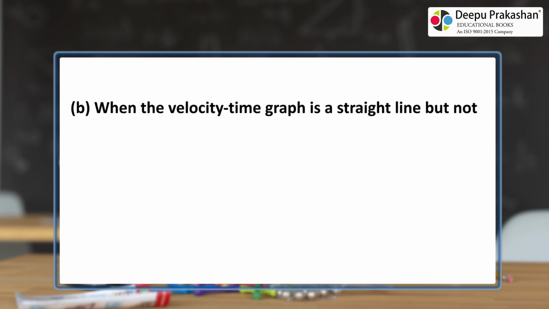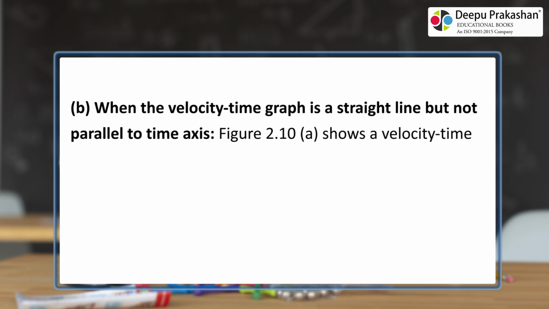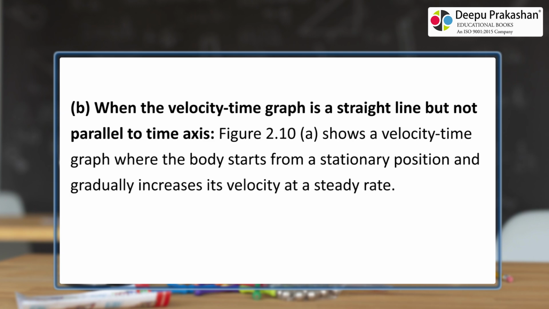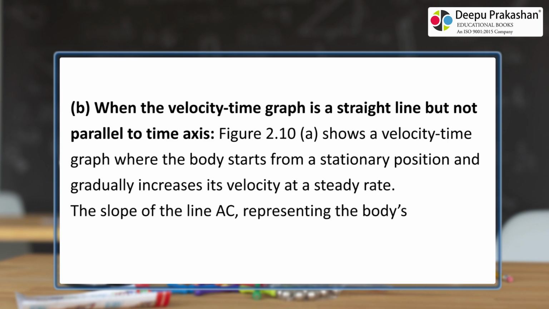When the velocity-time graph is a straight line but not parallel to the time axis, figure 2.10a shows a velocity-time graph where the body starts from a stationary position and gradually increases its velocity at a steady rate. The slope of the line AC, representing the body's acceleration, is calculated as follows.